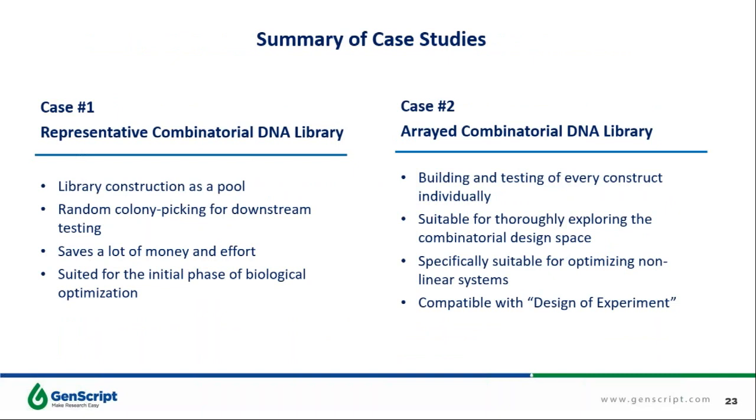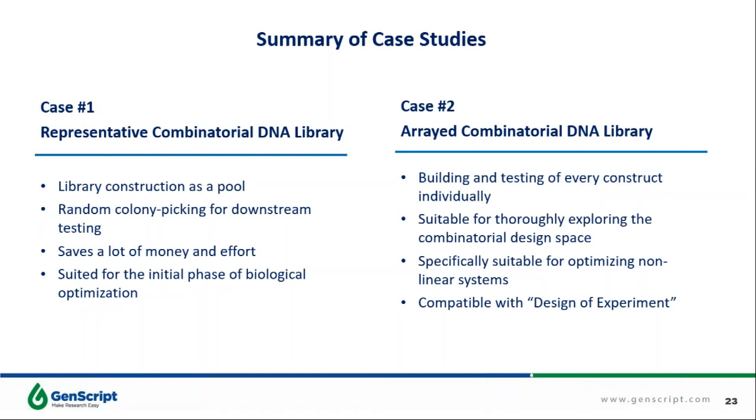So, in the second part, we have introduced 2 projects for combinatorial optimization. In the first project, we construct the library as a pool and randomly pick clones for downstream testing. It is like taking a random sample of the whole library, so we call it a representative combinatorial DNA library. This library is best suited for the initial phase of your optimization because you can build a pooled library with a relatively large size and then take a small sample for testing. It is just like a quick glance at the whole design space.